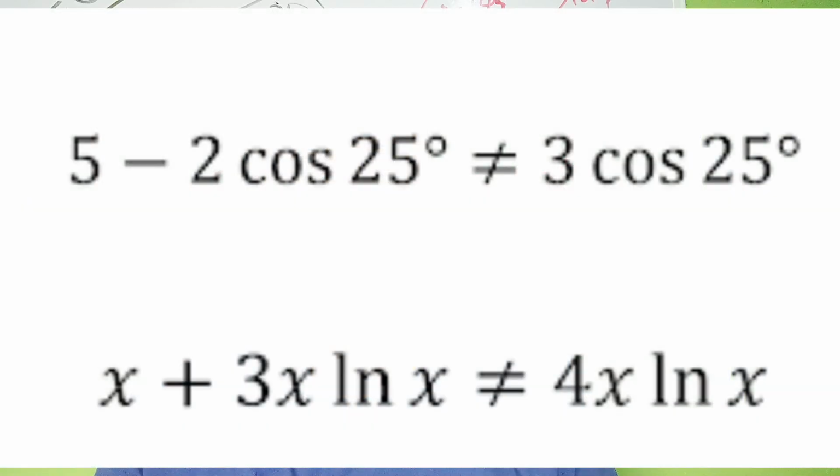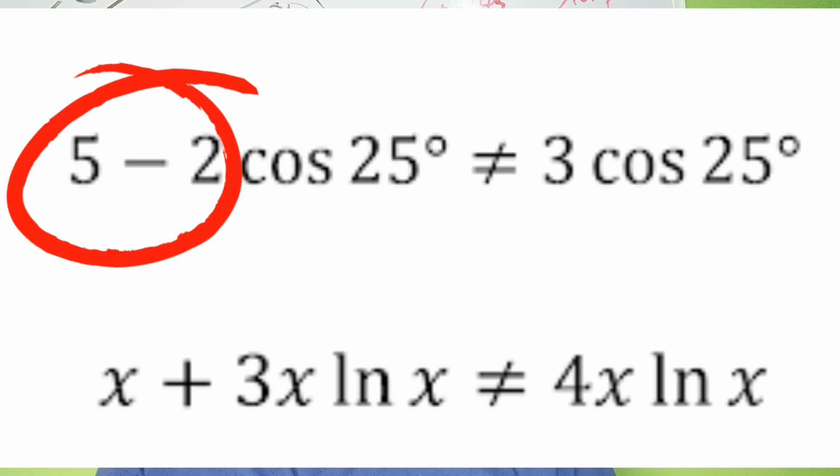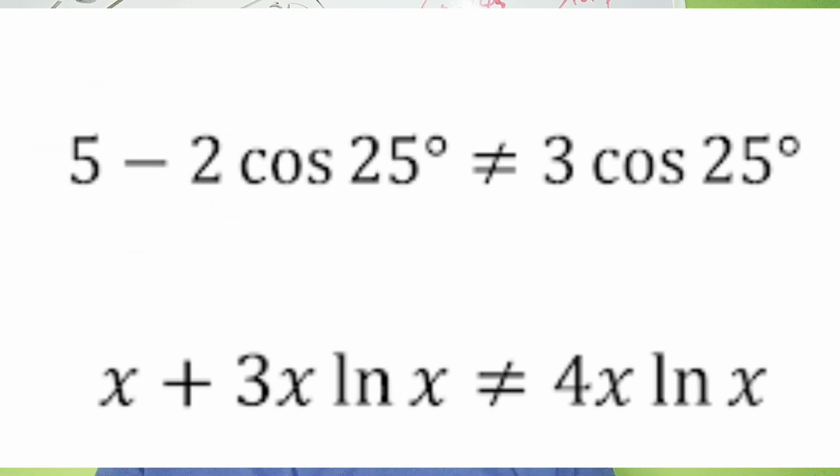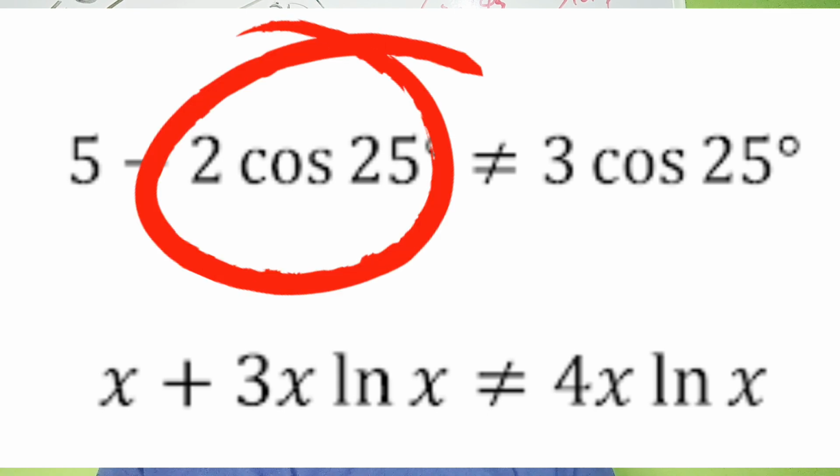Another example is 5 minus 2 cos 25 degrees. Some candidates will just say 5 minus 2, which gives them 3 cos 25. That's very, very wrong. In the order of operations, between 2 and cos 25, it is multiplication. So we have to honor that first before we go for the subtraction.